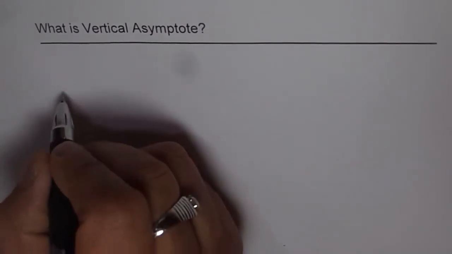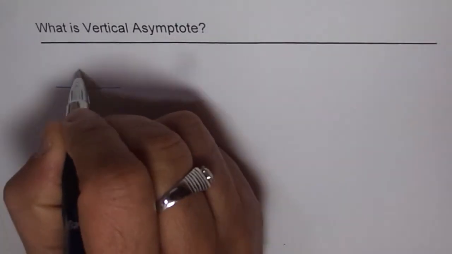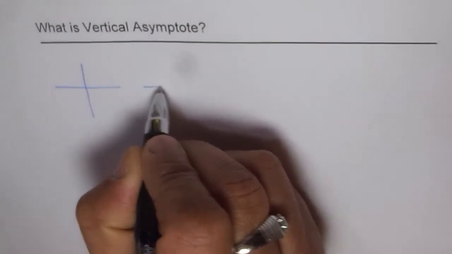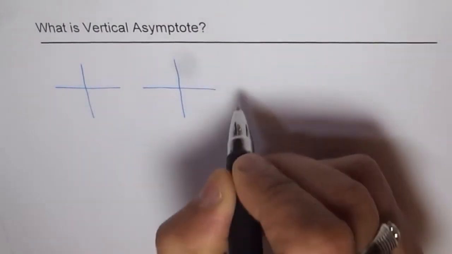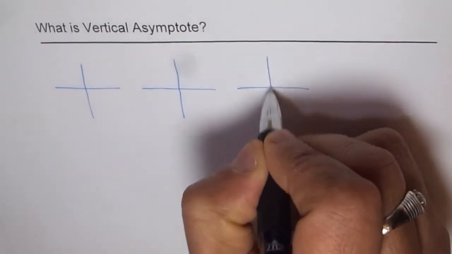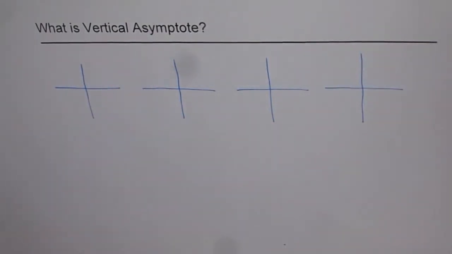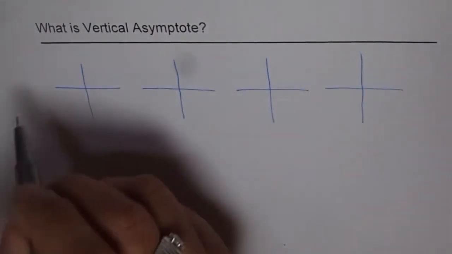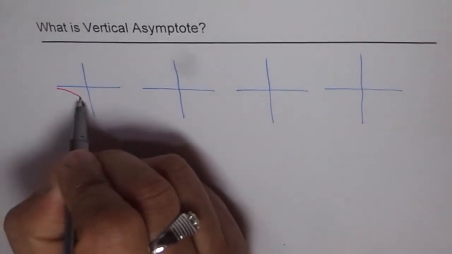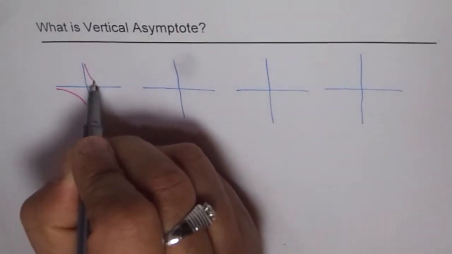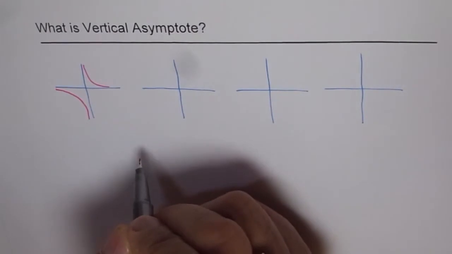So let's look for a few cases where we do see vertical asymptote, right? So I'll sketch some graphs here and show you how it looks to have a vertical asymptote on the graph of a function, right? And what does it really mean? So 1 over x is a very good function which has both horizontal and vertical asymptote, right? So that is 1 over x.